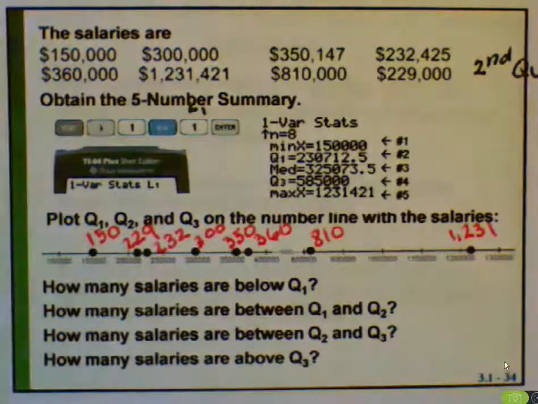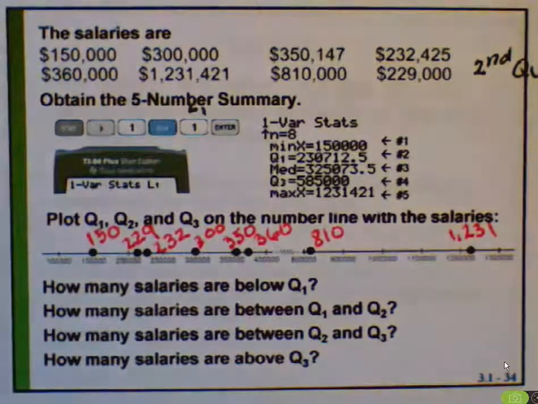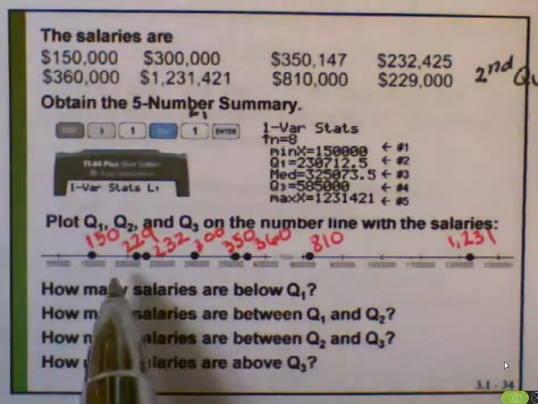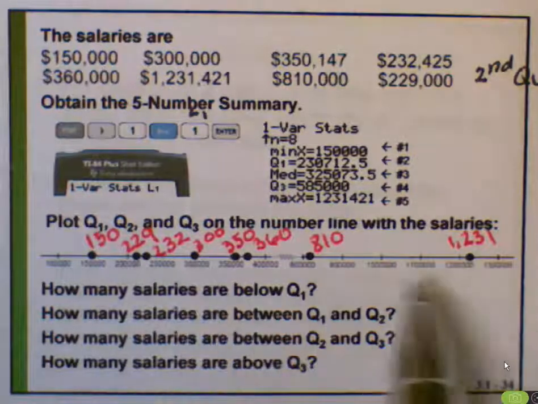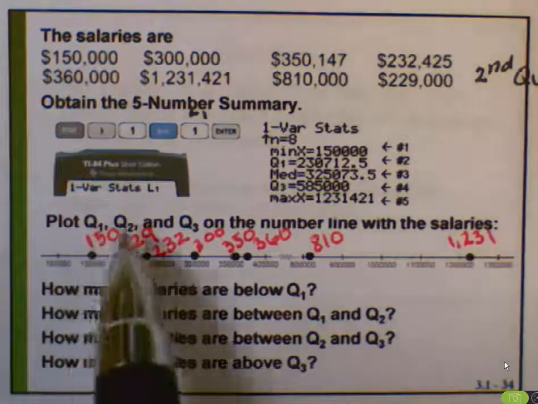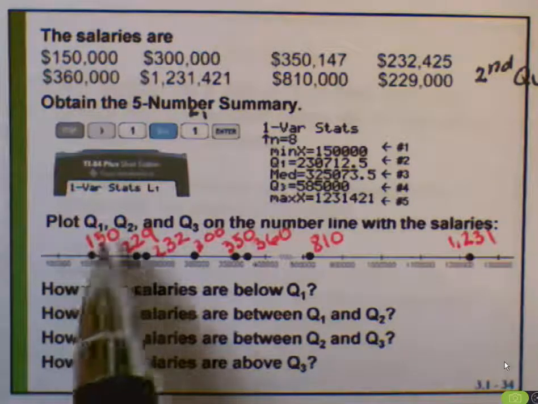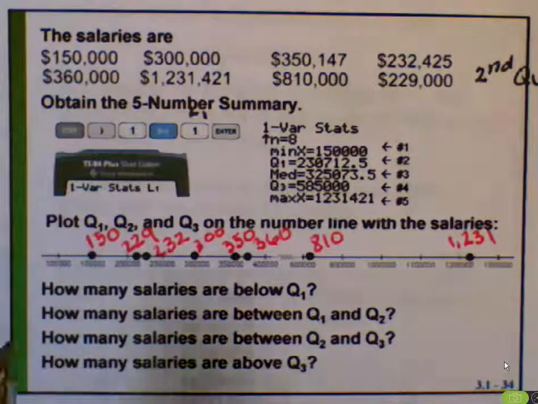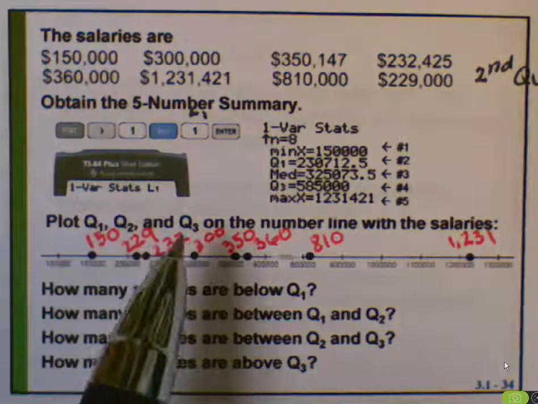Next, I ask you to plot the first, second, and third quartiles on a number line with the salaries. Just to make this quicker, I have gone ahead and plotted all 6 salaries, and I've labeled how many thousands of dollars each one is. So this is 150,000, 229,000, 232,000, and so on. Now I want to plot the first, second, and third quartile.